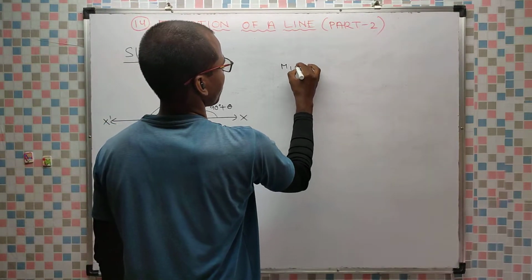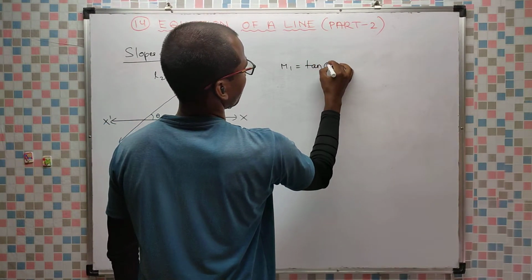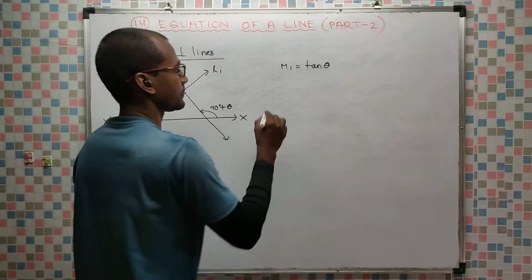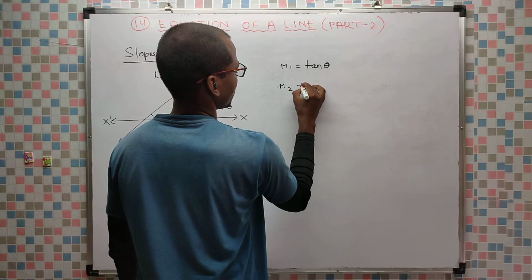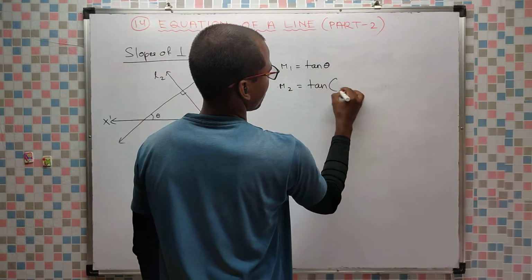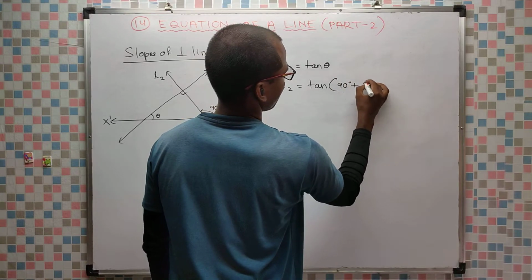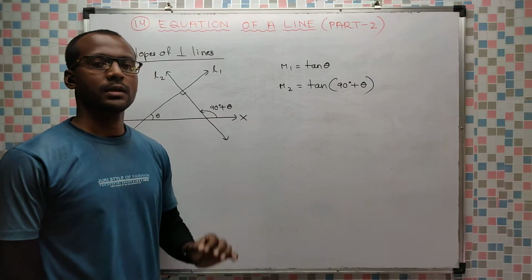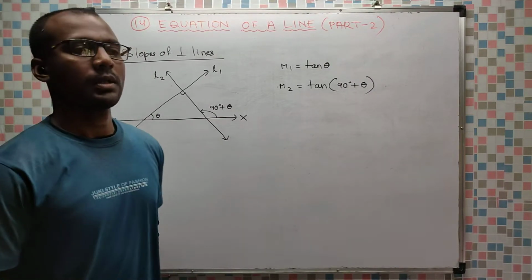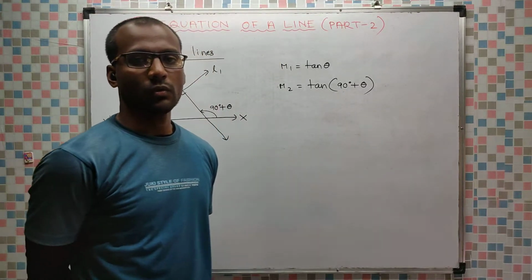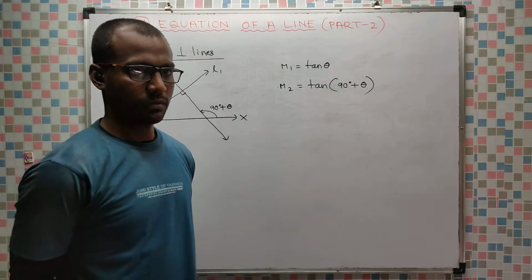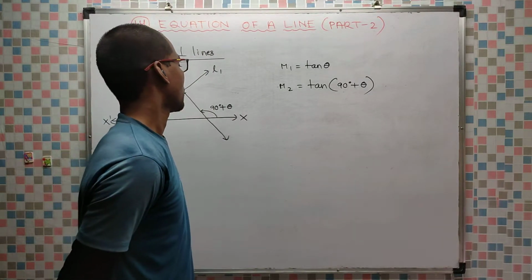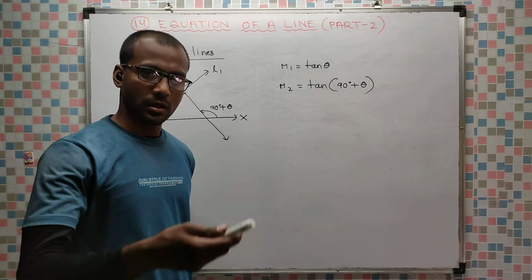So M1 is equal to tan theta. M2 is equal to tan of 90 degrees plus theta, because the angle of inclination is 90 degrees plus theta. But when the angle of inclination is above 90 degrees, we are not able to find the value. For that reason, instead of taking the anti-clockwise direction, we take the clockwise direction.